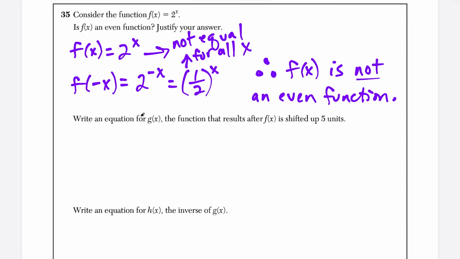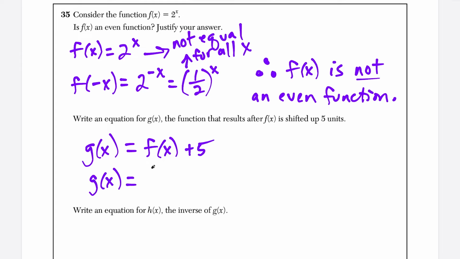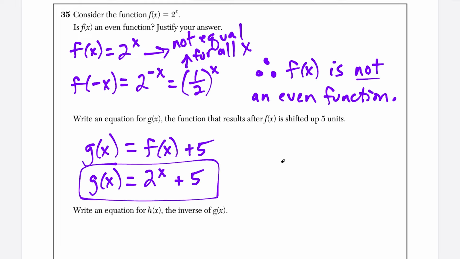Now for the next part, we want to write an equation for g of x, the function that results after f of x is shifted up 5 units. So g of x is going to shift f of x up 5 units. So that means we're going to take f of x and we're going to add 5 to it. So then we could say g of x is equal to f of x, which is 2 to the x power, and then we tack on the plus 5 at the end like this. So this would be our function for g of x.